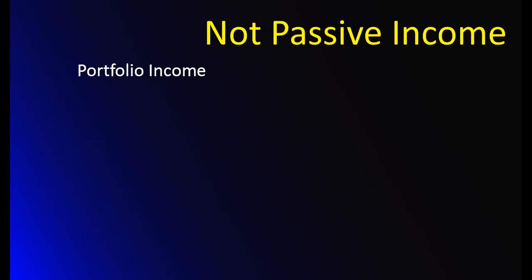So with portfolio income, it may feel like passive income, but it doesn't come to you as a paycheck. Let's put it that way. If you want to think about it this way, you get a paycheck for both active earned income and for passive income. From a portfolio, you do not get a paycheck. You get a dividend check. So that is kind of the difference there.